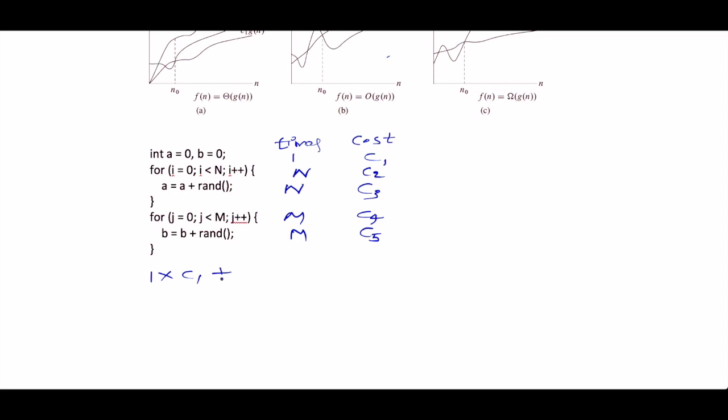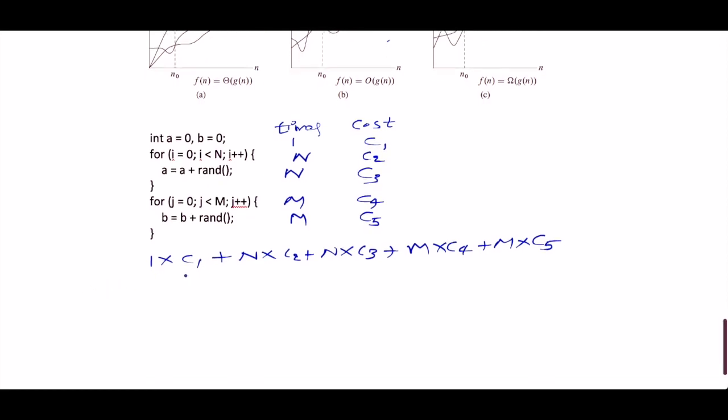So let's sum all of these. So n into c2 plus n into c3 plus m into c4 plus m into c5, right? So this is our function, which is c1 plus n into c2 plus c3, I'm just simplifying it, plus m into c4 plus c5. So this is our f of n.